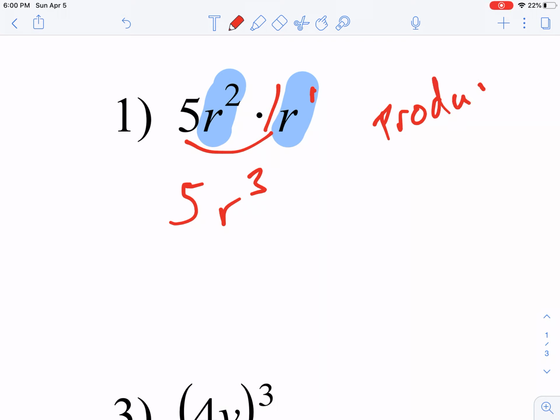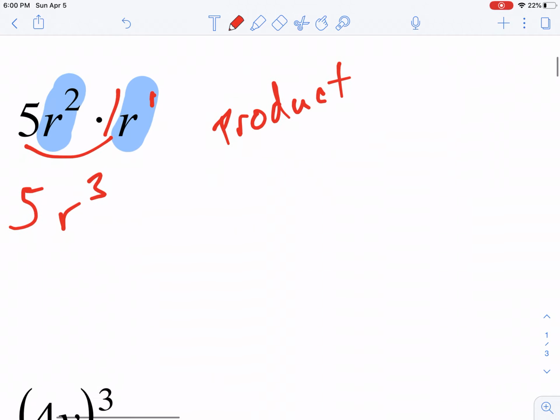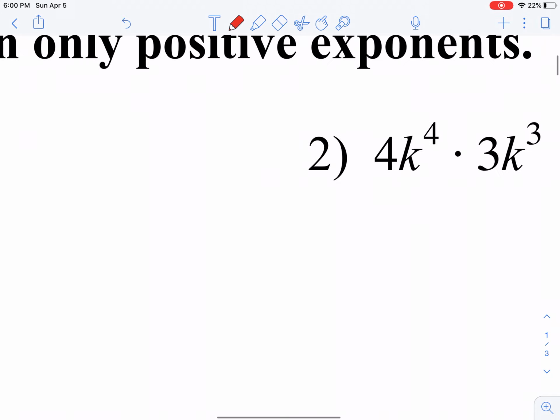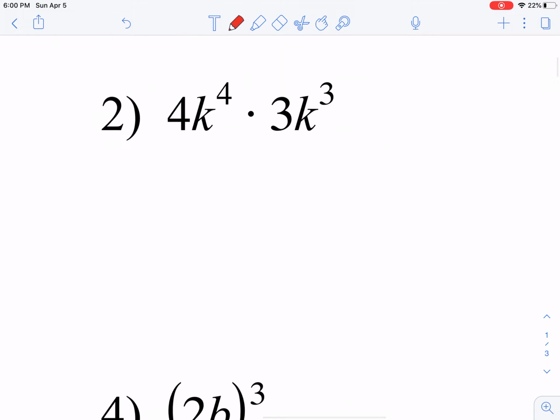Basically it means that we can add exponents because the exponents just mean multiplication. So when we look at this problem here, we're going to look at the regular numbers first, 4 and 3, multiply them together. 4 times 3 is 12. And then we keep k as the base, and then we can take 4 and 3 for the exponents, and we can add them together, and they become to the 7th. So it becomes 12k to the 7th. That, again, is called the product rule.